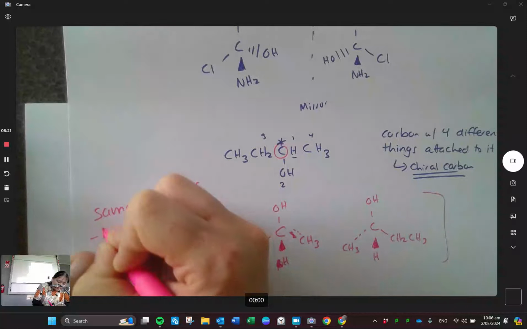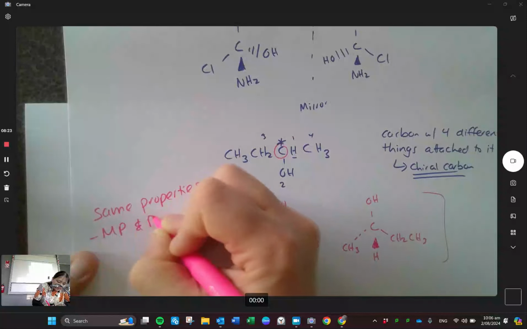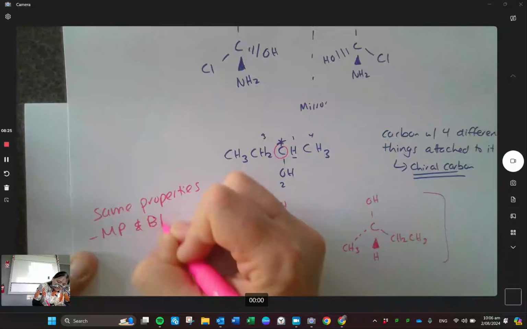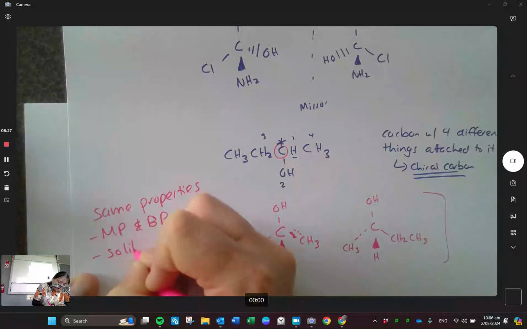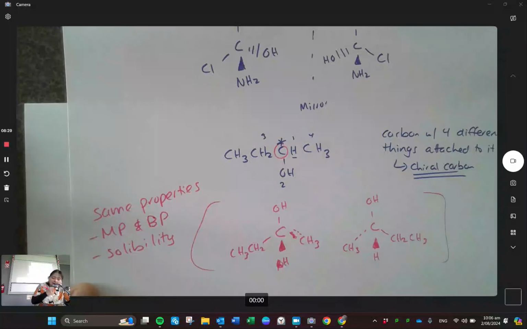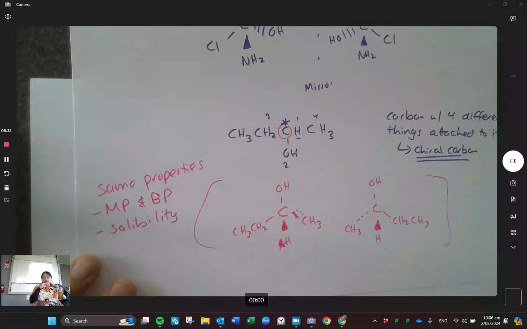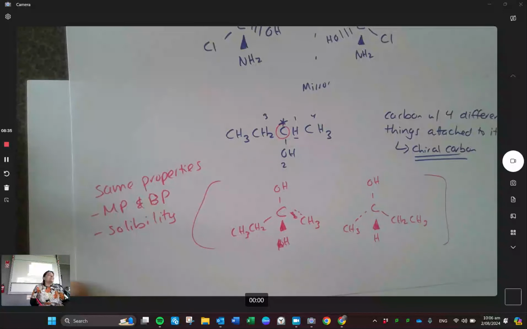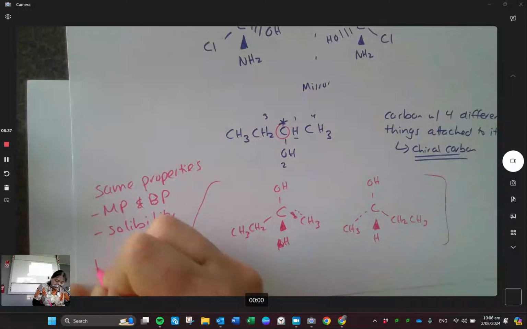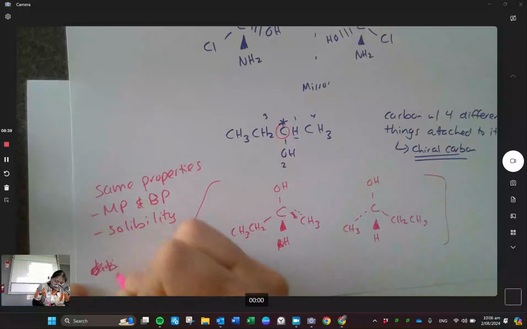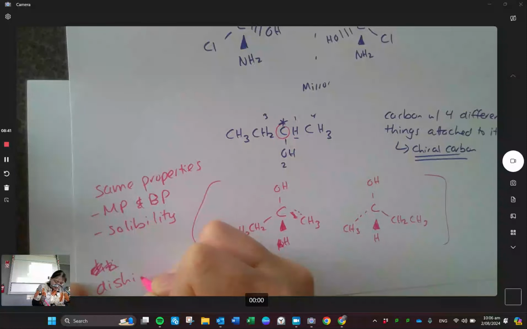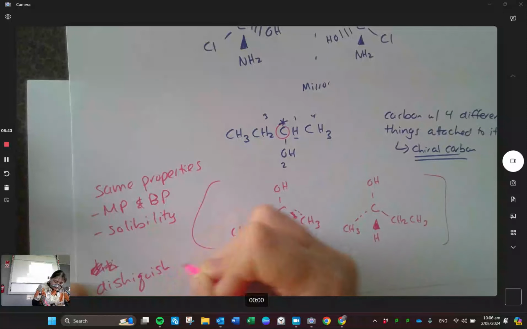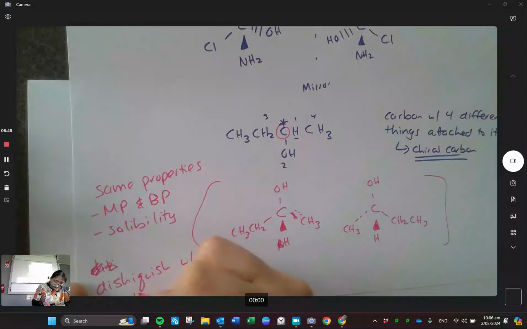So for example, melting point and boiling point, solubility, all those things will stay the same. Reactions, that sort of stuff. The only thing that's different, and the way we distinguish them, is by polarized light. Distinguish with polarized light.